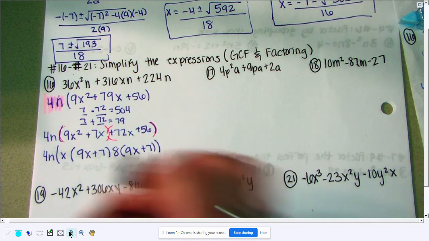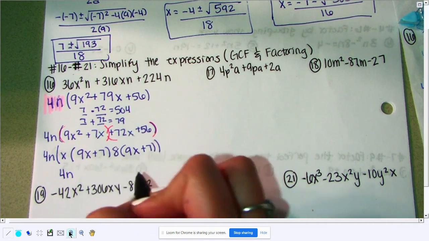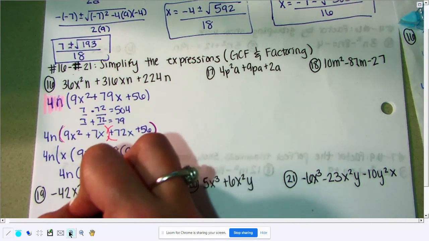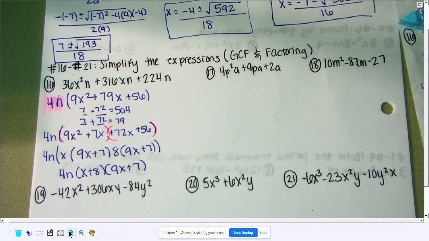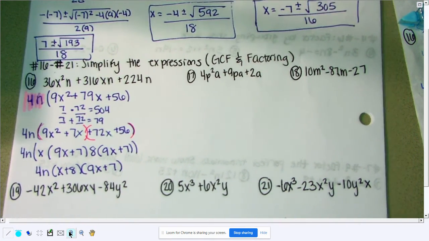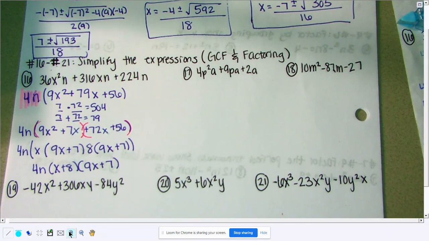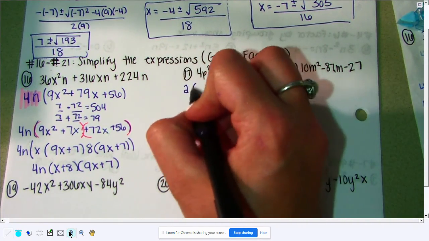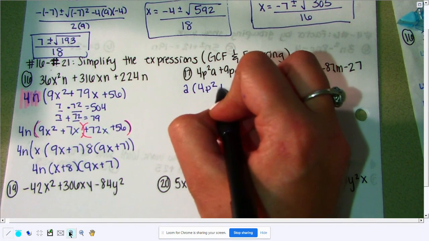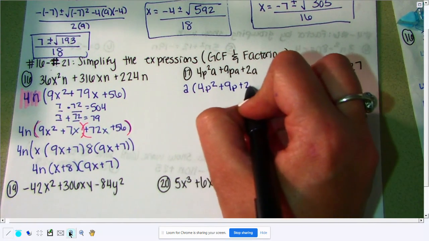Now to finish the problem, the 4n is just along for the ride. I'll group 8 plus n, and I'll group together 9x plus 7. And that's all. Let's try number 17. So on number 17, again, the GCF here is just a. So I'm left with 4p squared plus 9p plus 2.